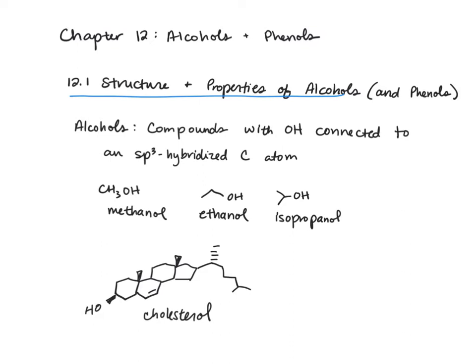Alcohols are compounds where an OH group, or hydroxyl group, is connected to an sp3 hybridized carbon atom. We know the names of some alcohols already, they should be common to you. Methanol, ethanol, and isopropanol are three common alcohols that you would possibly encounter in your daily lives.